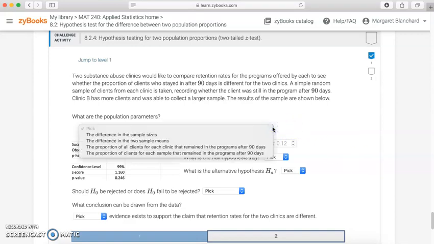Very similar options as we've seen throughout this section. We're not looking at sample size or means, and here it says the sample right here. So we're looking at the proportion of all clients for each clinic that remained in the program after 90 days.